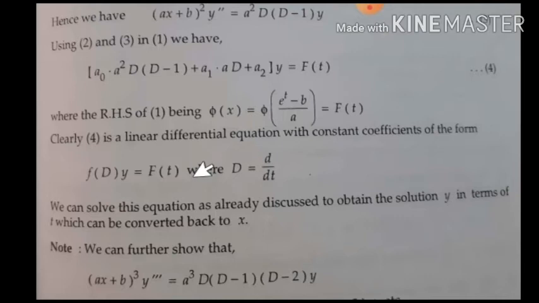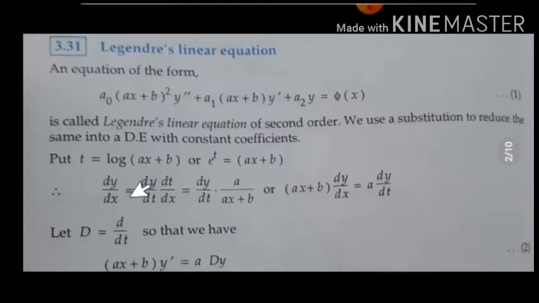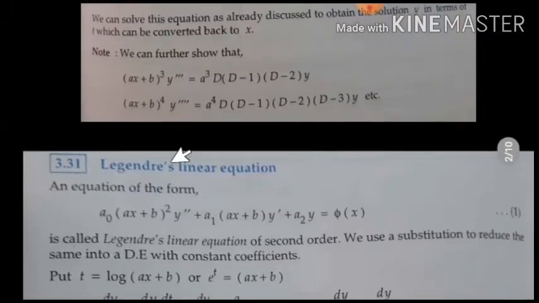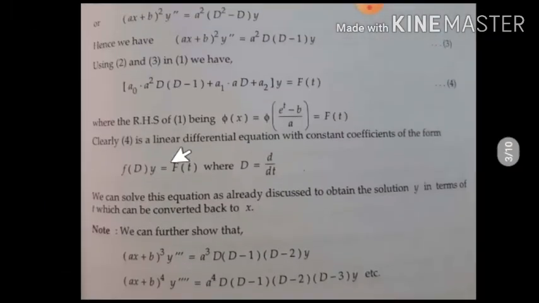So this gets converted into a differential equation of constant coefficient. With the previous methods we have studied, apply those methods to solve this differential equation with constant coefficient. Then in that answer we resubstitute the substitution we have taken here. So we get the solution of a differential equation with variable coefficient, that is nothing but the differential equation of Legendre.